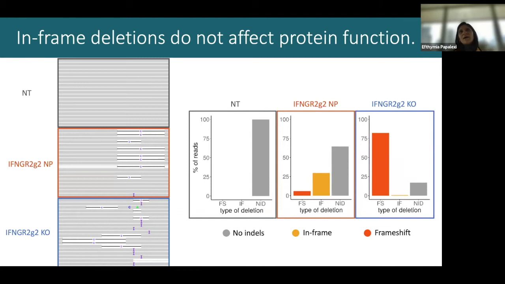To answer that question, we got very lucky to be able to recover sequencing reads at the locus where the interferon gamma receptor 2 guide is targeting. If you see, the non-targeting control cells have no indels in that particular target site, but both interferon gamma receptor 2 non-perturbed and knockout cells seem to have insertions and deletions there. But when we quantified the types of insertions and deletions, meaning are these frame shift mutations or in-frame mutations, we noticed that non-perturbed cells had a lot of in-frame deletions. So there were either 3 base pair or 6 base pair deletions, suggesting that when you remove just one amino acid from the protein, you perhaps don't affect the protein function.